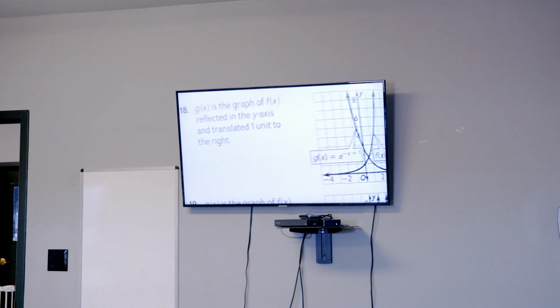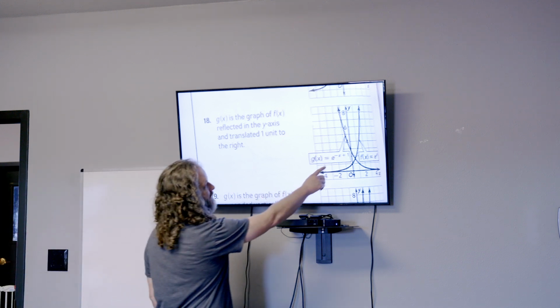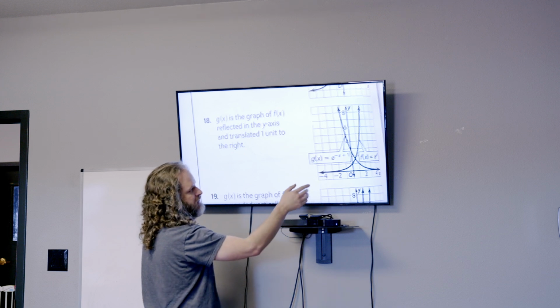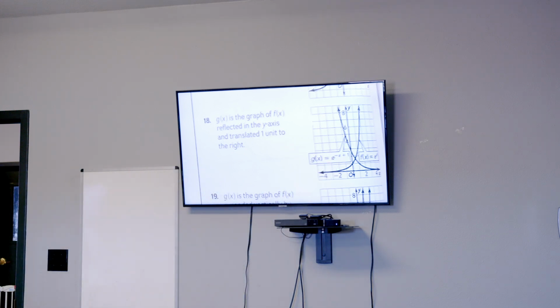Number 18. You should have a nice little reflection, right? Okay, reflected on the y-axis, also be horizontally reflected. Yes, I would argue that's fine. I like the wording, but I wasn't entirely sure I understood what it would mean for horizontal. Vertical, right. So if the negative was here, it would be a vertical reflection. But the negative on the x is a horizontal one.